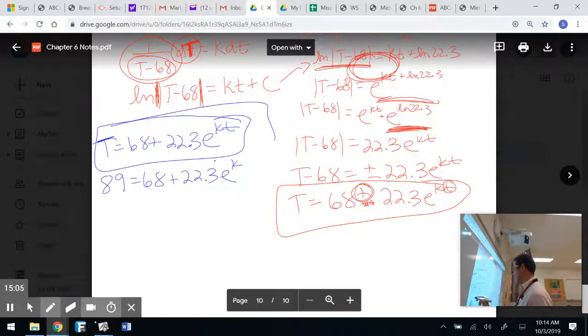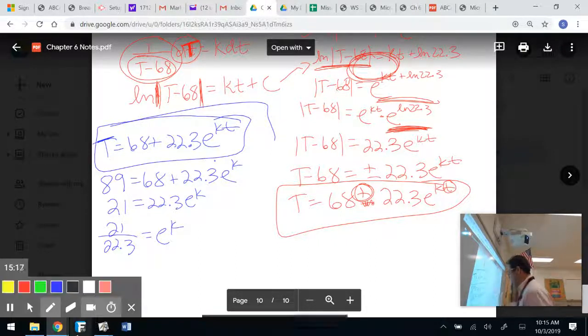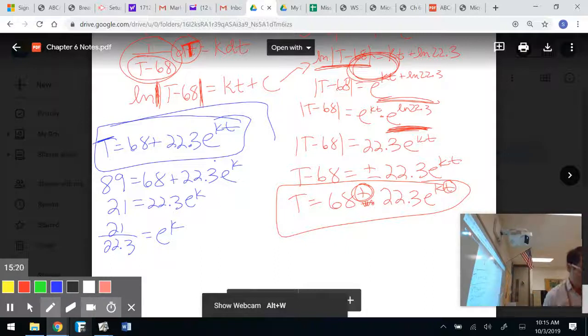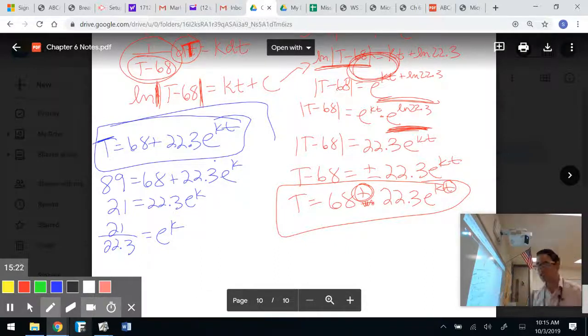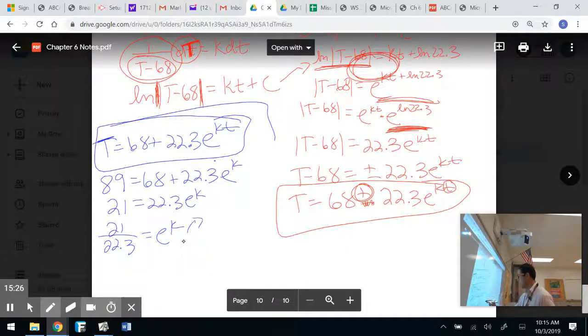We subtract the 68. If I subtract the 68, I get 21. And then I'm going to, I guess I won't do two things at once just so I don't lose anybody. You're going to divide by that 22.3, right? And then, hey, I gotta find k. And whenever I have to find k, what do I do? I change it from an exponential to a logarithmic. So that guy is going to change to log base e of 21 over 22.3, right, class, is equal to k. There we go.